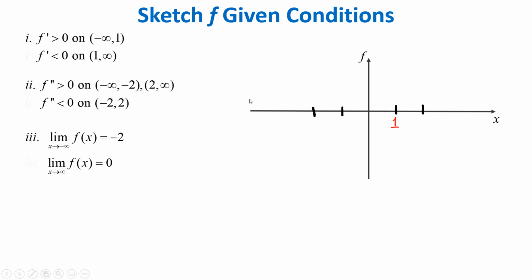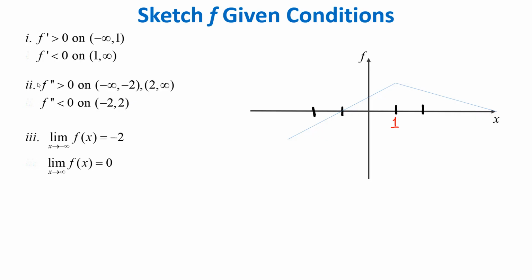And I'm going to denote that on the graph with kind of like a stick figure of the situation. F prime is positive from -infinity to 1, then the graph is going to look something like this. This is the general direction. It's increasing. And then from 1 to infinity, f prime is negative, therefore f will be decreasing. Another way to look at this is that on -infinity to 1, all of the slopes of the tangent lines are positive, and from 1 to infinity, all of the slopes of the tangent line are negative.